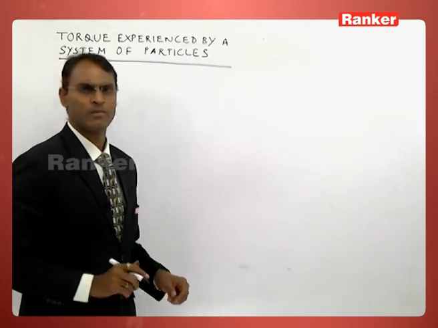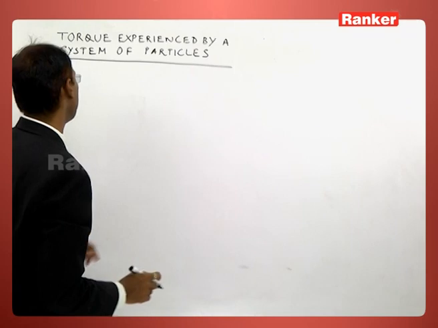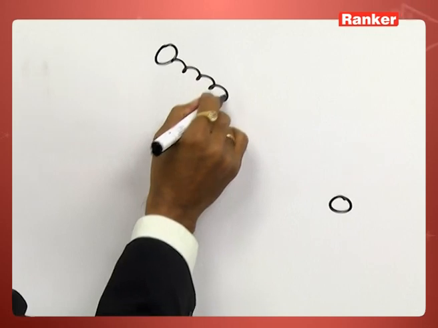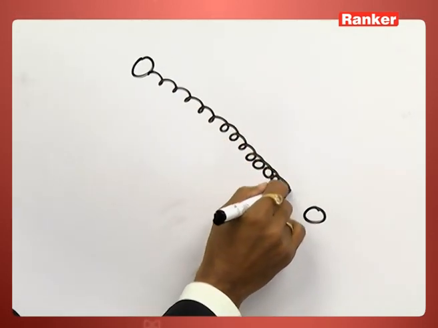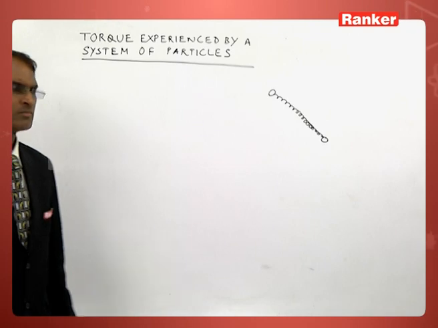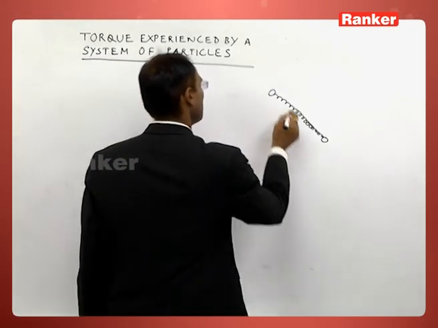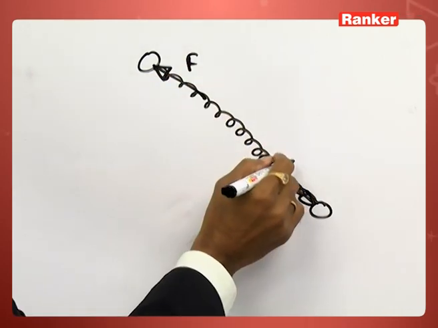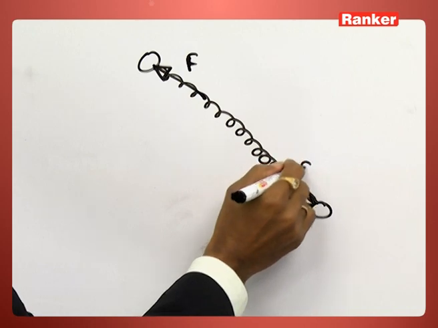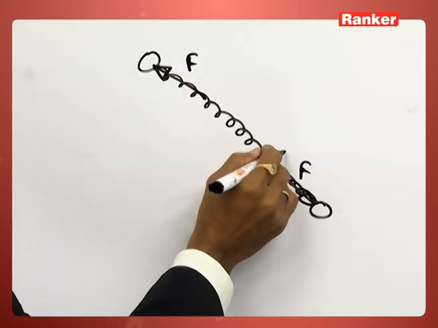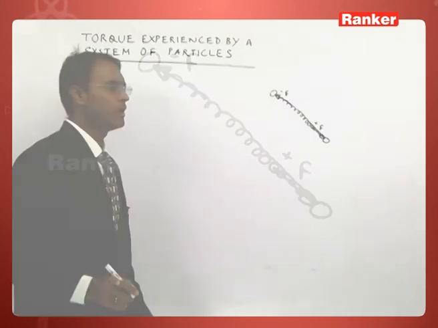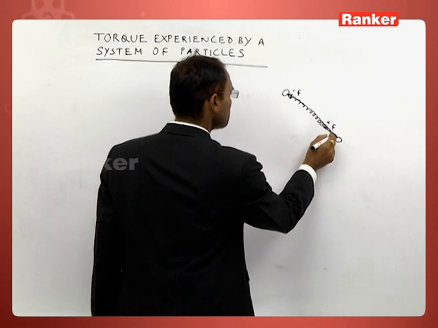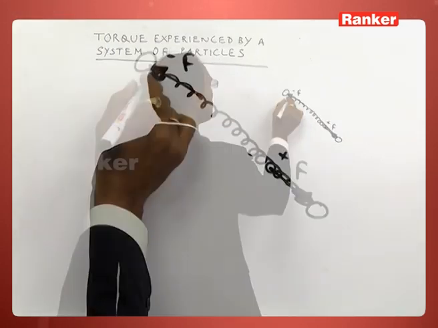Let us take an example. You take two particles, interconnected by a spring. Let the spring be compressed so that it will experience a force F and minus F, equal and opposite. The compressed spring will push both the particles with equal and opposite forces.